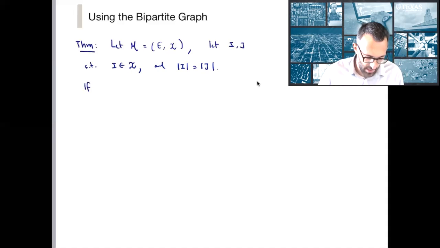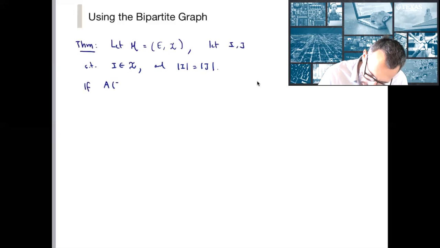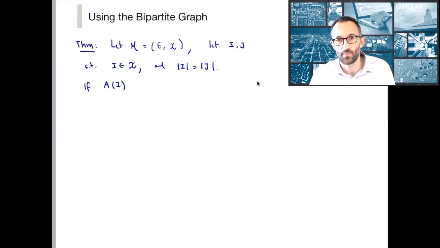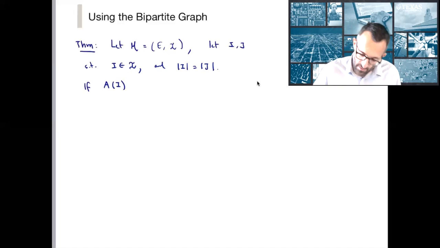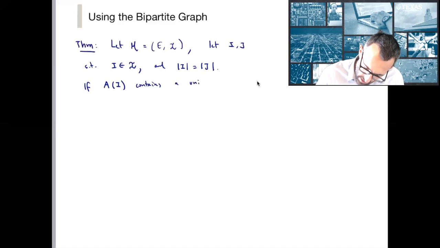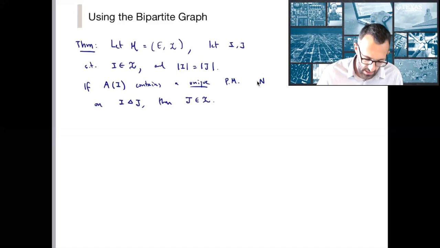So this theorem says the following: if this directed bipartite graph, with arcs A of I, contains a unique perfect matching, let's call it N, on the symmetric difference between I and J, then J is also independent. Okay, so again, our picture here is this is I.